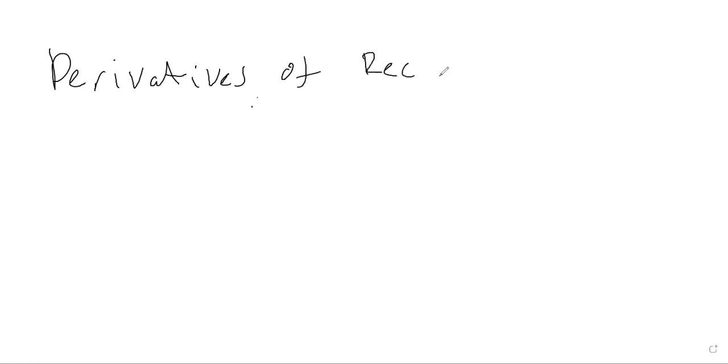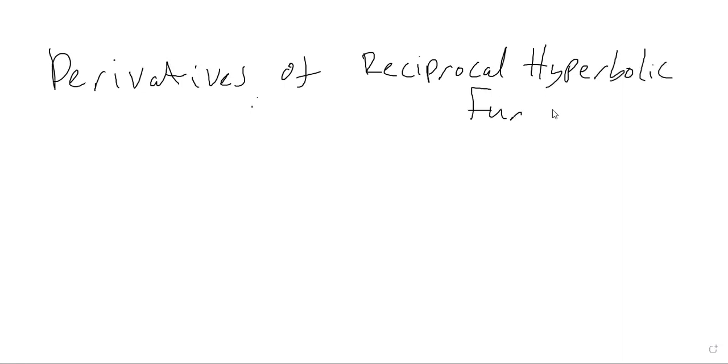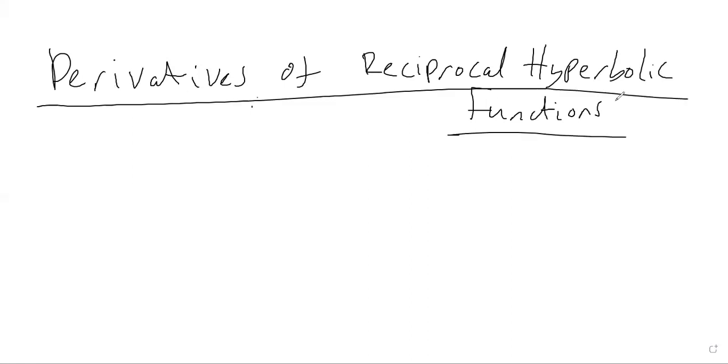Hello, so this video is going to be a summary of the derivatives of the reciprocal hyperbolic functions. So these functions were cosech, sech, and coth, so derivatives of reciprocal hyperbolic functions. So yeah, we've got cosech, which was the first one that we did. So number one, we differentiated cosech of x with respect to x.